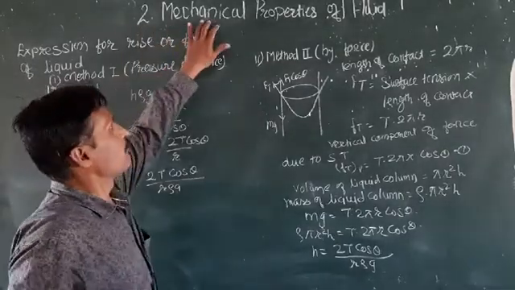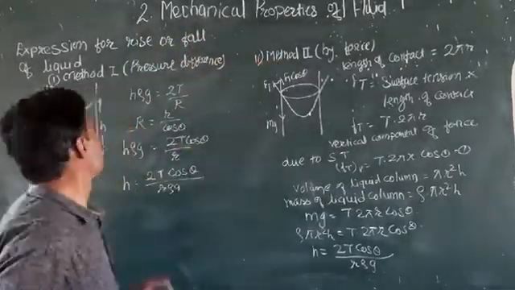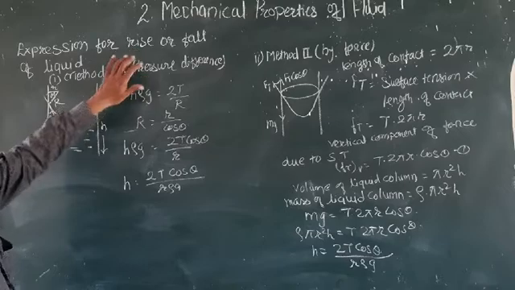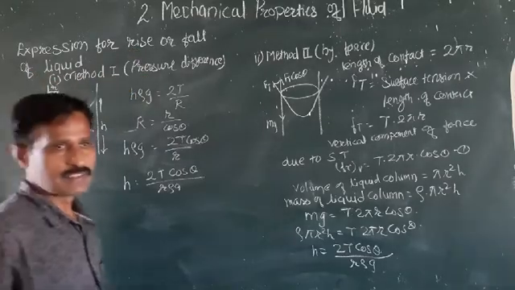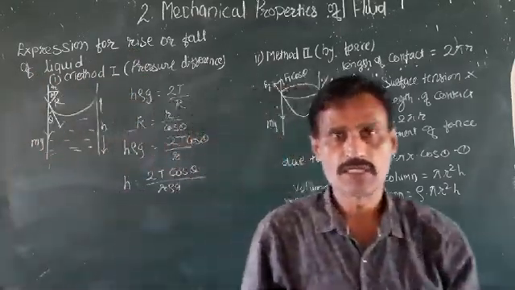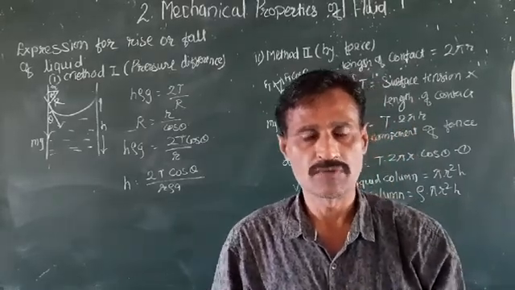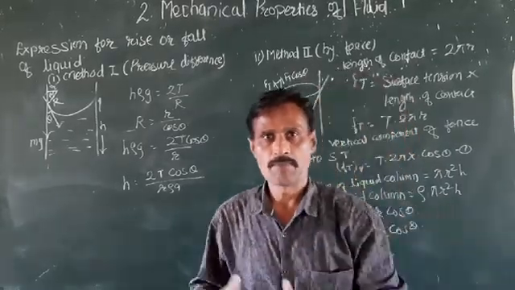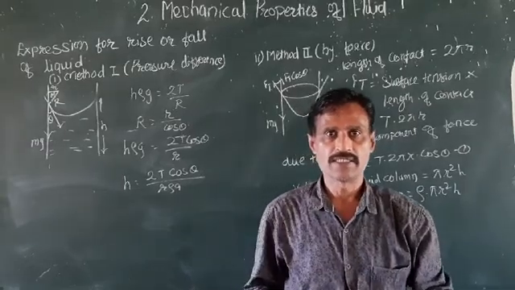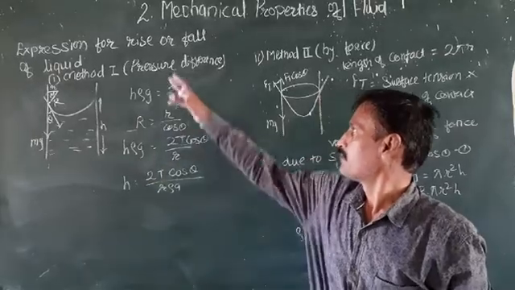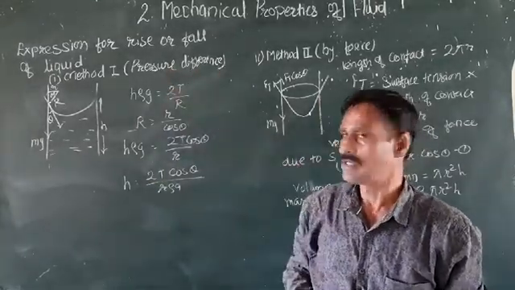Second chapter, mechanical properties of fluid. Today we are seeing the expression for the rise or fall of the liquid. There are two methods by which we find out the rise or fall of the liquid. First is by pressure difference and another is by force. This is the first method, by pressure difference.